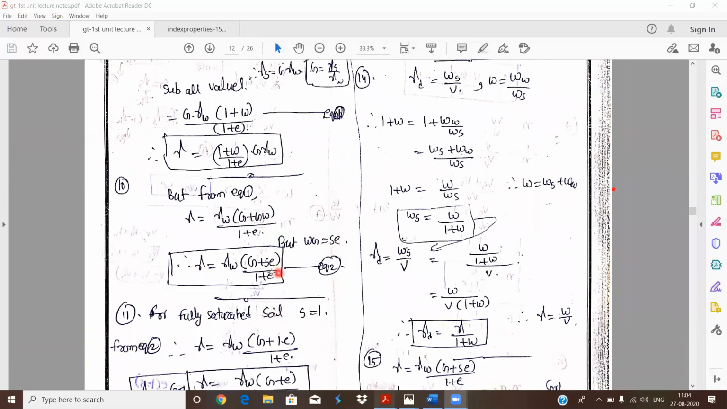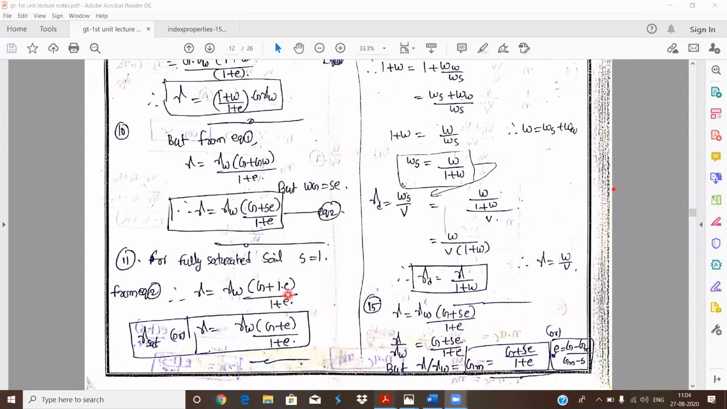After this, we can bring another equation, for saturated soils. The degree of saturation is 1. So why?